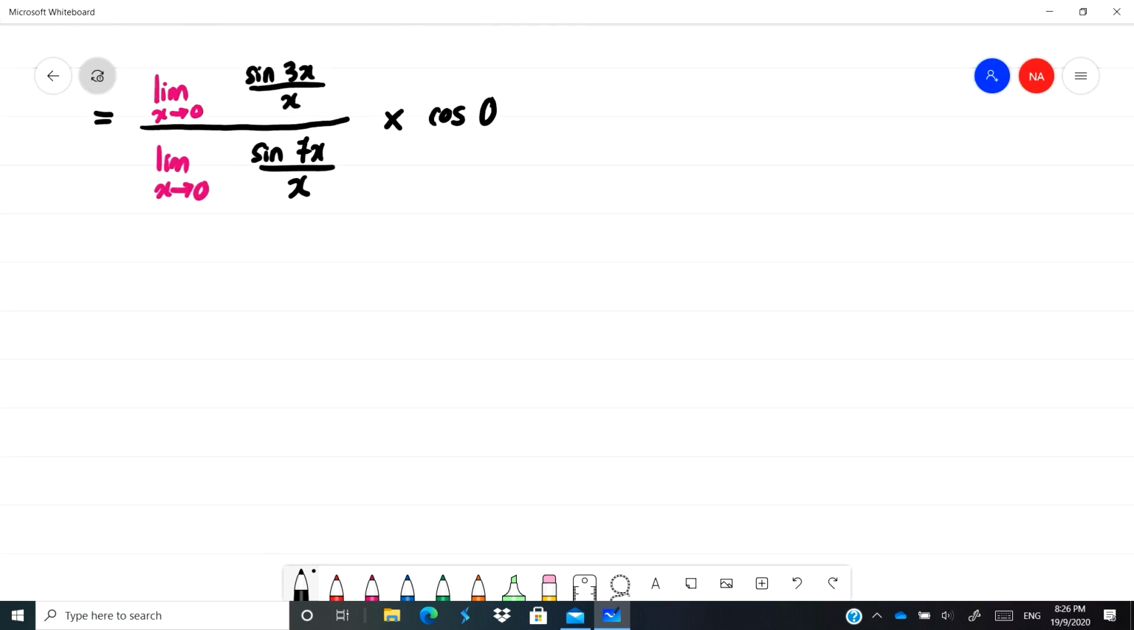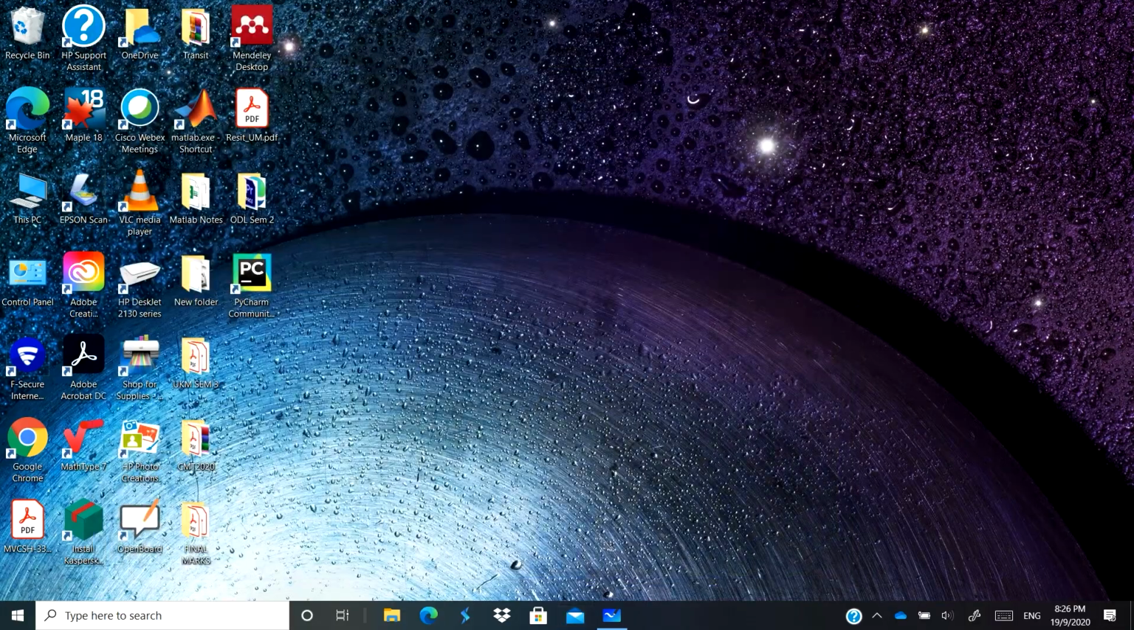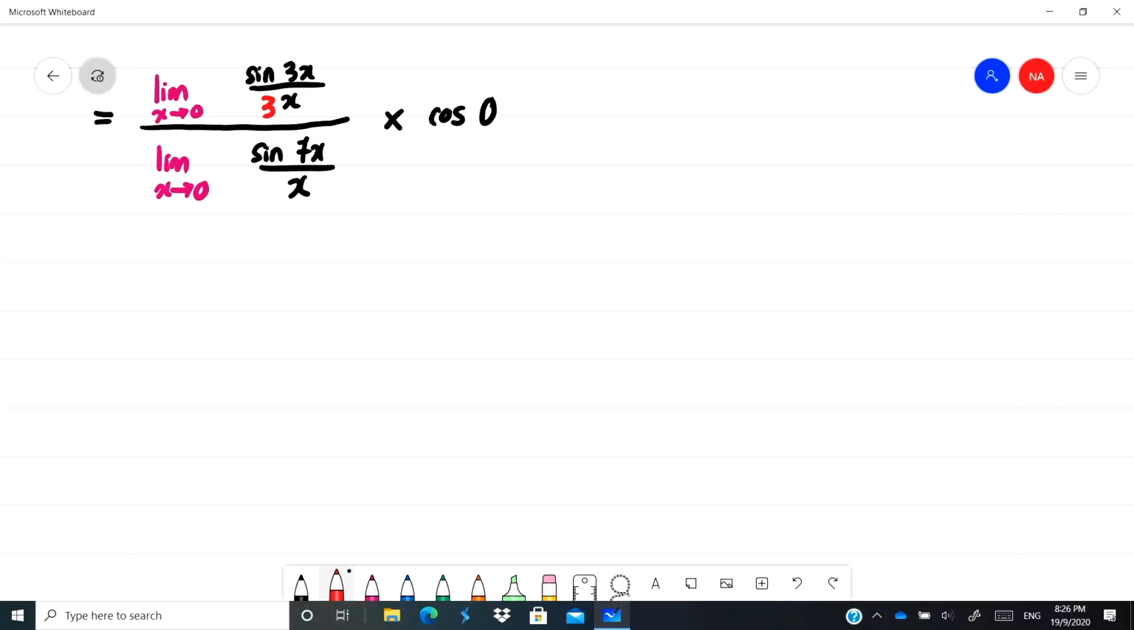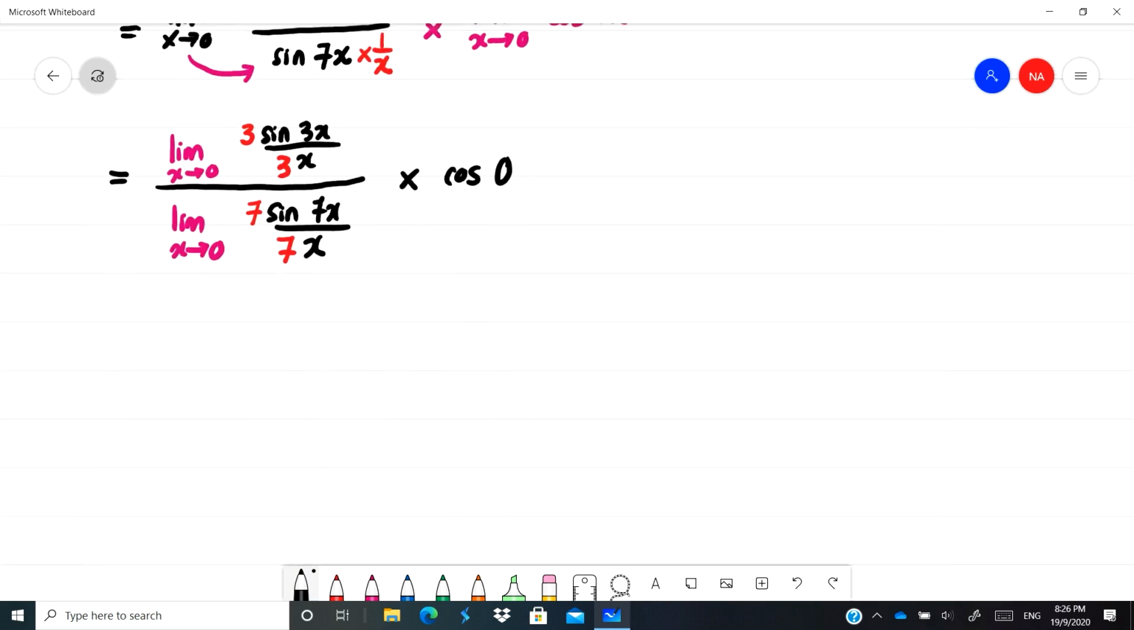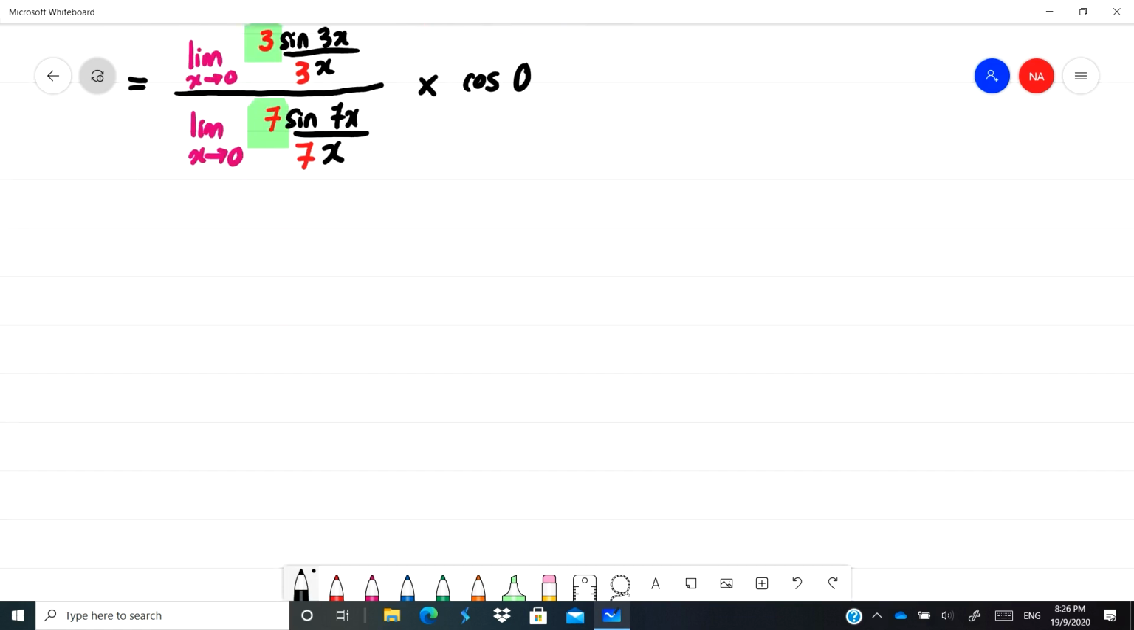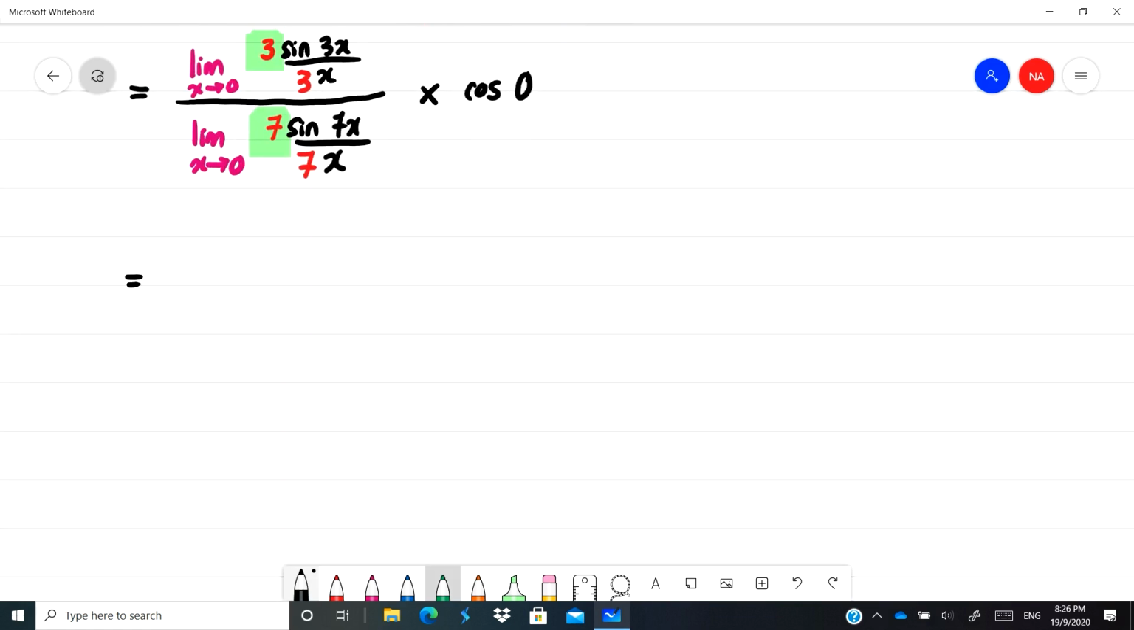Cos 0 will be 1. For this part, we have 3x there, but we don't have 3 at the denominator, so we can simply put 3 here, but we have to put 3 also. We can put 7 here, and we have to put 7 there. In the next step, what I'm going to do is to bring this 3 and 7 out of the limit. So we'll have something like this, that 3 over 7 will be 3 over 7, the whole thing over.